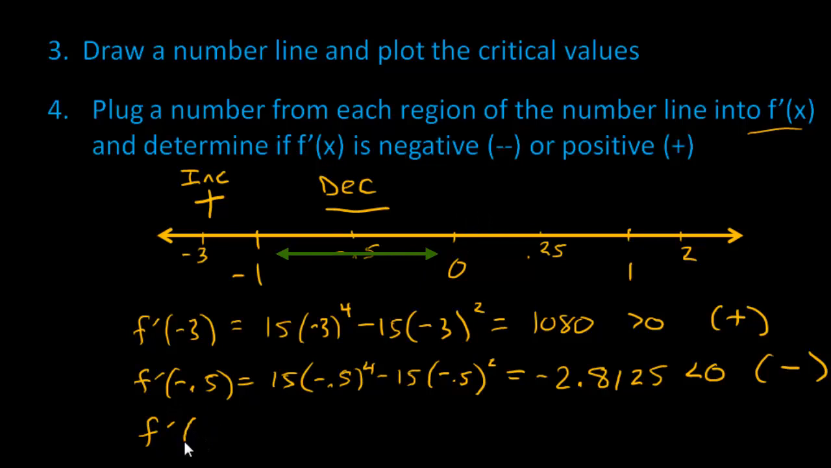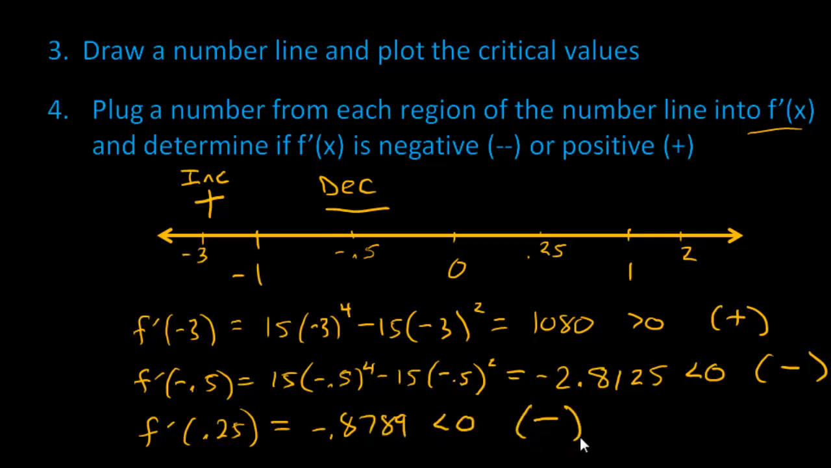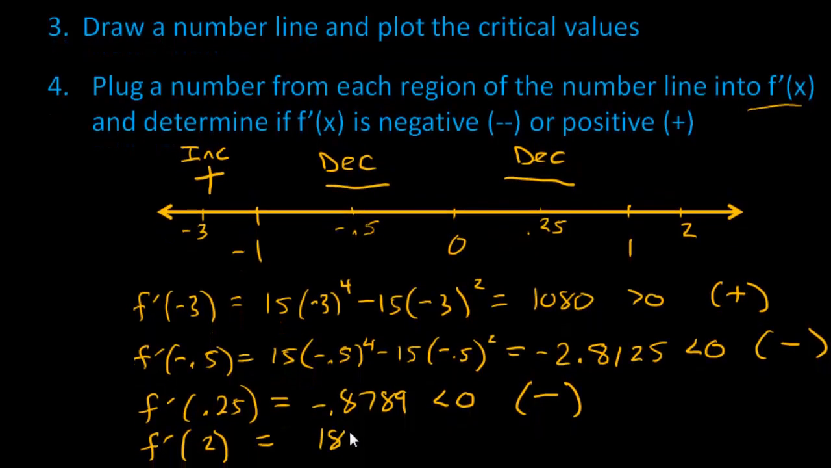Now I'm just going to skip ahead. I'm going to evaluate my next 2 points, but I'm just going to tell you what they are. So f prime of 0.25 is -0.8789, which is less than 0, so that's minus. So it's a big minus sign in here. And finally, f prime of 2 is going to give me 180, which is greater than 0, which is positive.